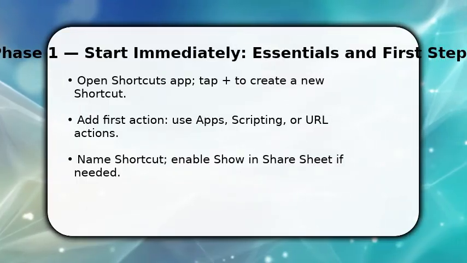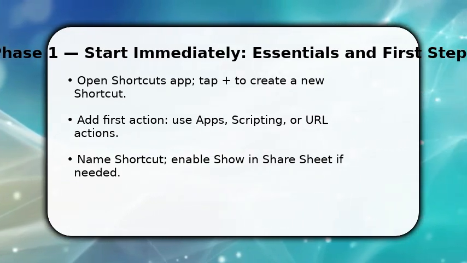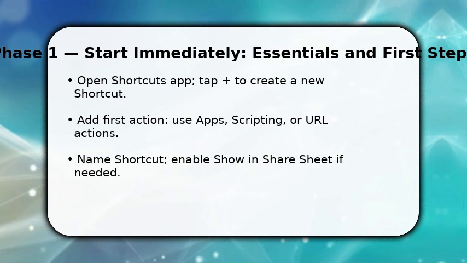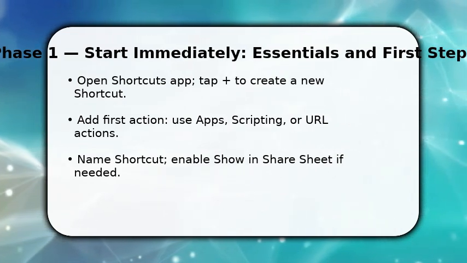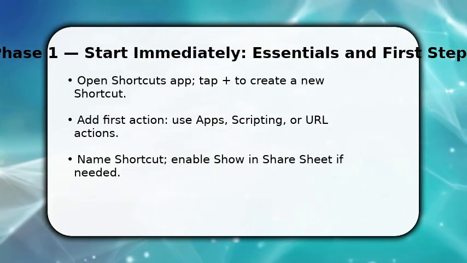You begin by opening Shortcuts and creating a new shortcut. This gets you into the editor so you can chain actions. First, tap plus and pick your initial action. Choose an app action for automation, scripting for logic, or URL for web calls.